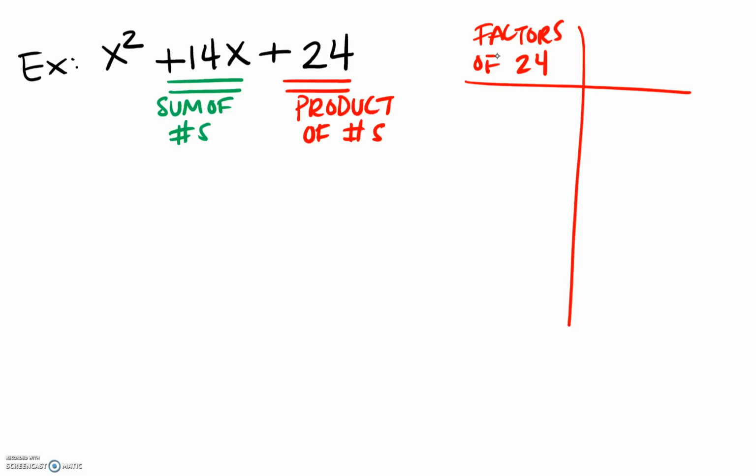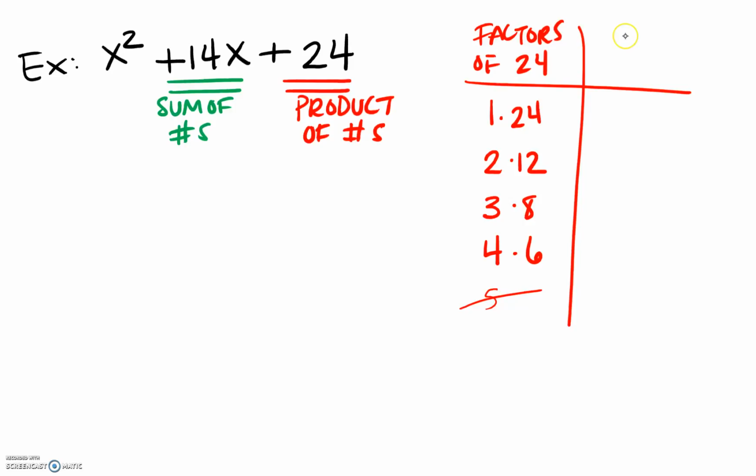So we need things that multiply to 24. And I like to do these in order. So 1 times 24 is 24. 2 times 12 is 24. 3 also goes into 24 8 times. 4 goes into 24 6 times. And then 5 isn't going to work. It does not go evenly into 24. 6 we already have, and so forth and so on. So this is it. This is the complete list of factors of 24.